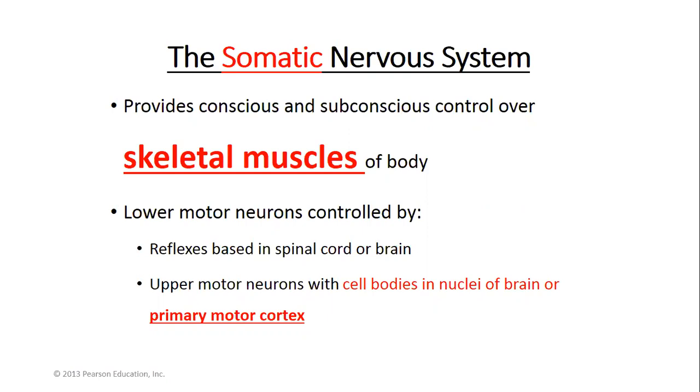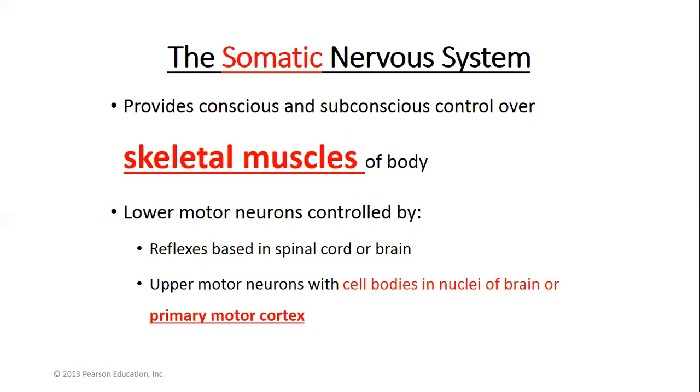And that skeletal muscle can be under conscious control, meaning you can consciously think about moving it, like if you flex or extend your knee, or flex or extend your elbow, or roll your eyes at me, or shrug your shoulders. That's conscious movement. There's also subconscious movement that you don't have to think about, so it happens without your conscious thought. And remember, the somatic nervous system uses two neurons, the upper motor neuron and the lower motor neuron.